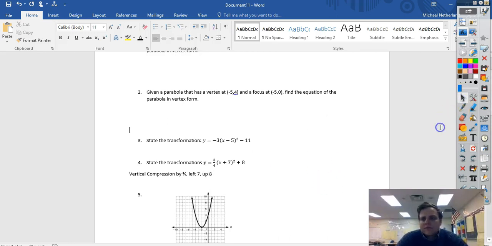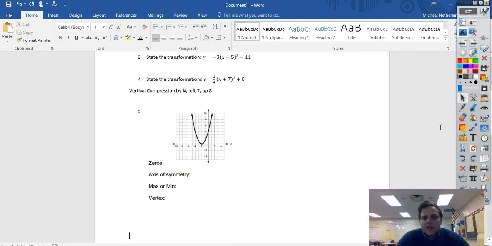And there you go. All right, number 5, it gives me a graph and wants me to state the zeros. Remember, zeros are where I cross the x-axis. I'm only touching the x-axis one place at negative 2. So I only have 1 zero at negative 2.